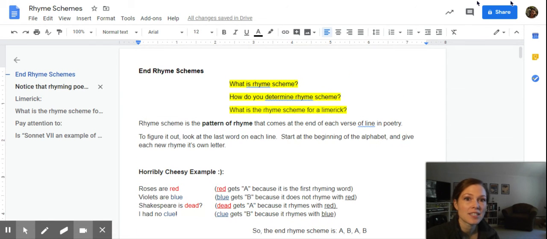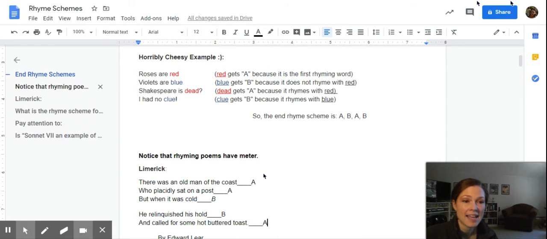So that answers these questions. Rhyme scheme is the pattern of rhyme. We determine rhyme scheme by looking at the last word of each line and assigning it a letter. And then the rhyme scheme for a limerick is A, A, B, B, A. So you might want to take a minute, jot down some quick notes.